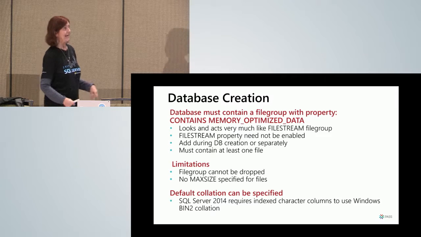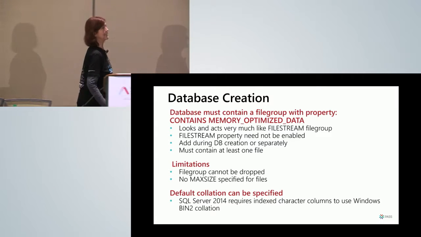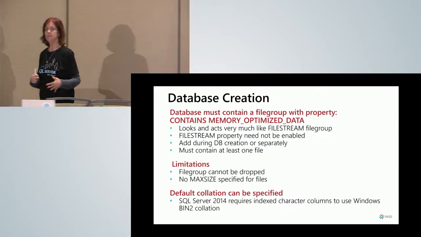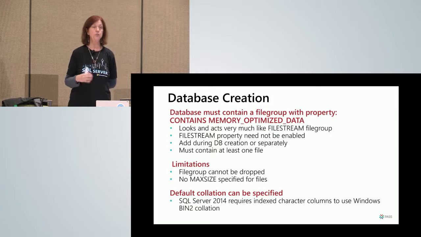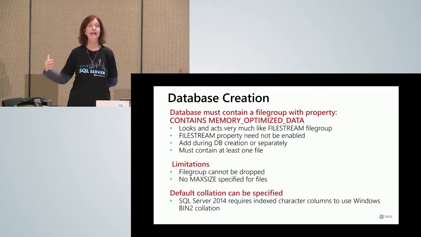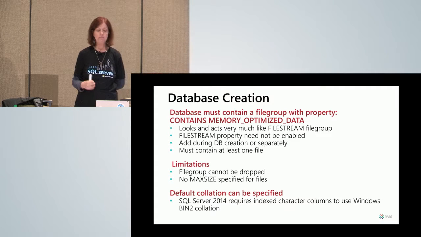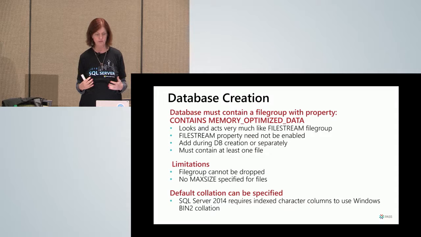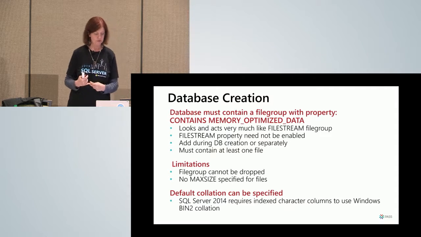So when you create a database to allow in-memory tables, it needs a special property. Any database that's going to support an in-memory table has to have a file group belonging to the database. You must alter database, add this new file group with a property called contains memory optimized data. Behind the scenes, this file group acts very much like a file stream file group. If you've used file stream, it should look really, really familiar. But you don't have to do the special enabling of file stream.